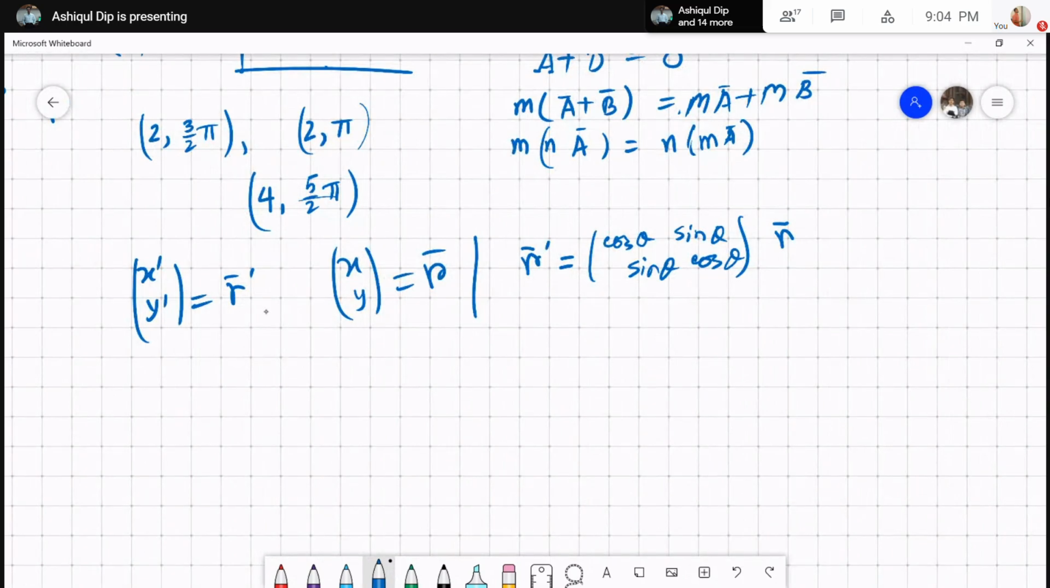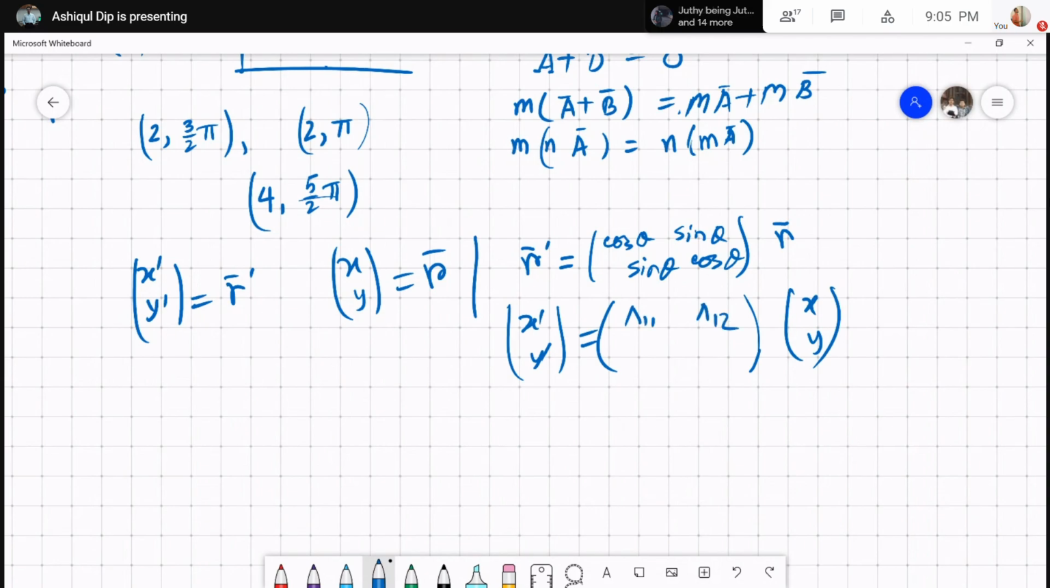So in general, for a point in Cartesian coordinates under some arbitrary transformation rule, we can generalize this idea like this. This is the x coordinate, y coordinate, and there is a matrix, a 2 by 2 matrix in 2 dimensions, that works on this x and y. Say this is lambda 1 1, this is lambda 1 2, this is lambda 2 1, this is lambda 2 2, right? We call this thing a transformation matrix T.